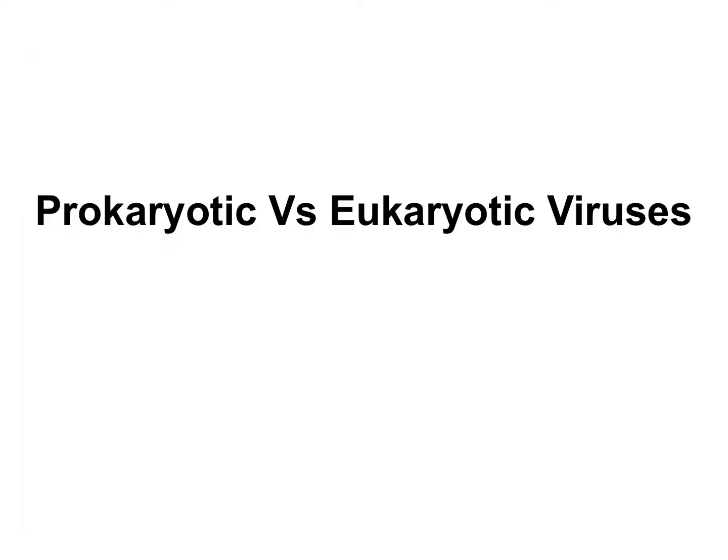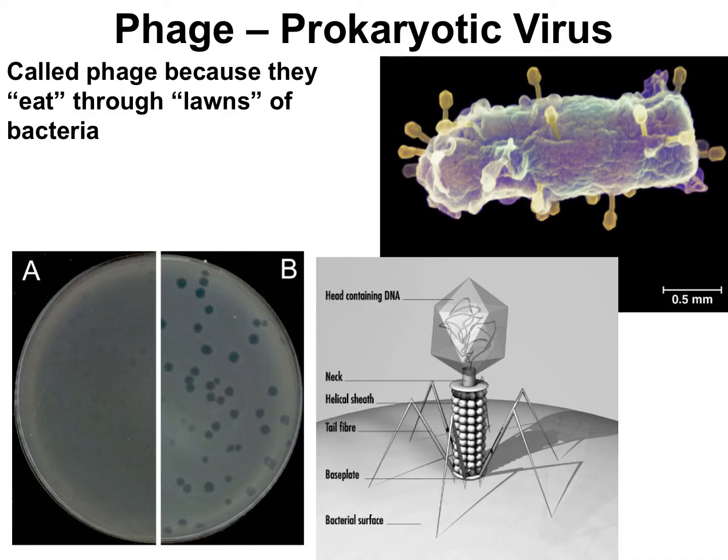One way that viruses can be classified is by the type of cell the virus infects. Some viruses specifically infect prokaryotes, while others infect eukaryotic cells. Let's start with an analysis of prokaryotic viruses and build from there. Prokaryotic viruses are called bacteriophage, or simply phage.